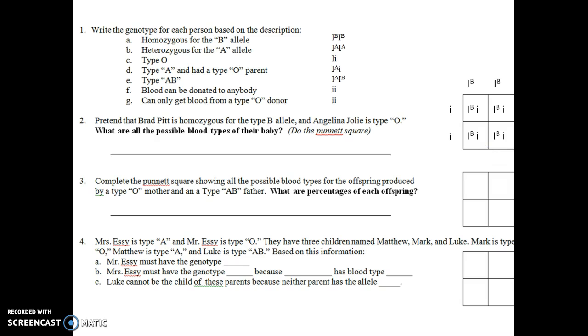The next thing you want to do is complete a Punnett square showing all possible blood types for the offspring produced by a type O mother and a type AB father. What are the percentages of each offspring?